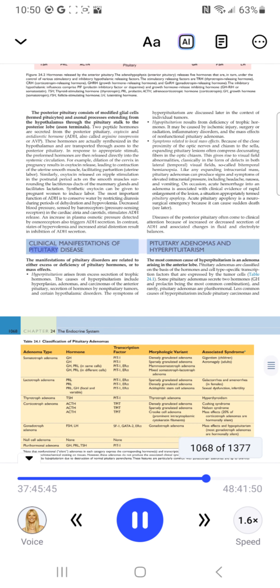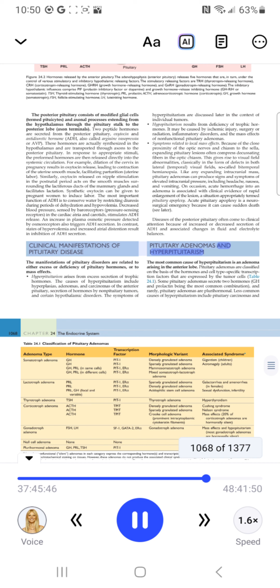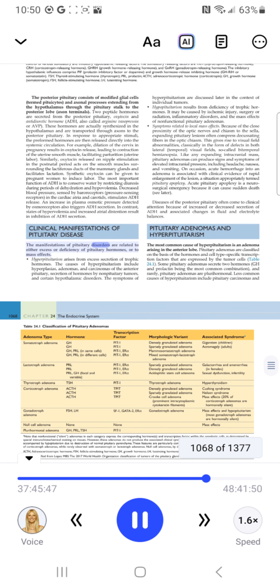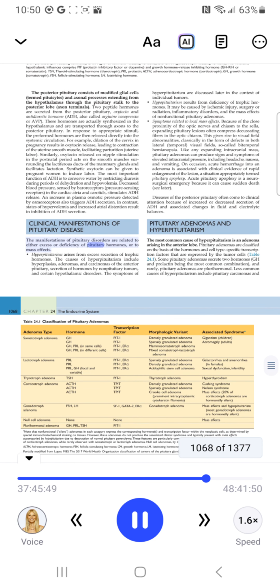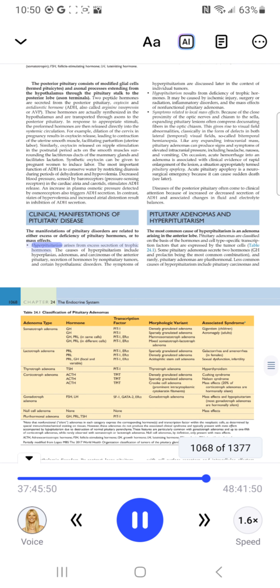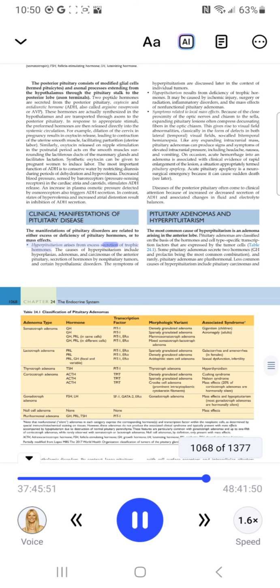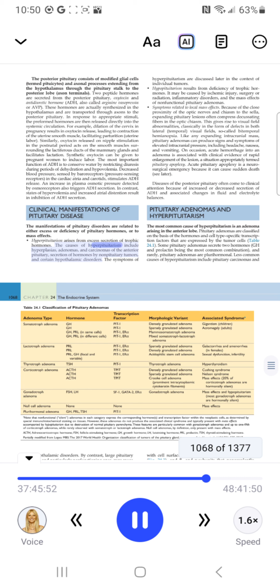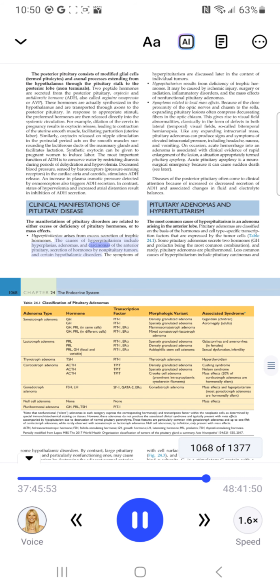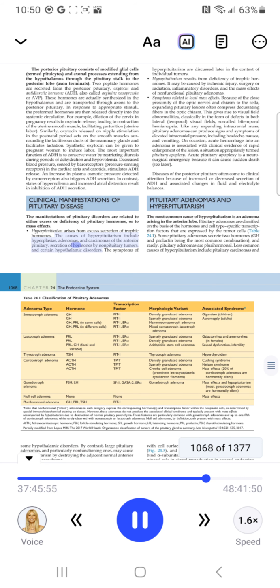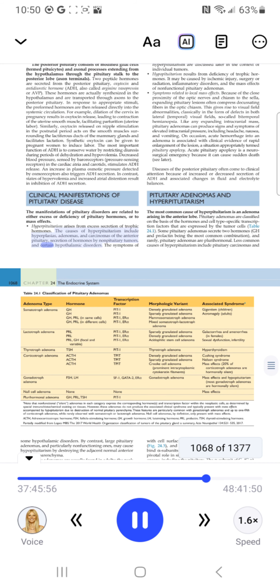Clinical manifestations of pituitary disease: pituitary adenomas and hyperpituitarism. The manifestations of pituitary disorders are related to either excess or deficiency of pituitary hormones or to mass effects. Hyperpituitarism arises from excess secretion of trophic hormones. The causes of hyperpituitarism include hyperplasias, adenomas, and carcinomas of the anterior pituitary, secretion of hormones by non-pituitary tumors, and certain hypothalamic disorders.